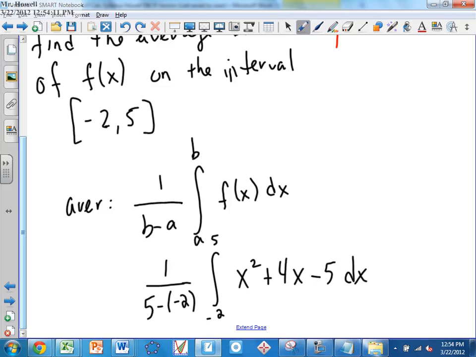Again, remember, a and b are just your limits. This is a right here on the left, and that's b. Whenever you do this, just remember, a starts and then b, and then it's b minus a. Never mind. Let's just keep going.